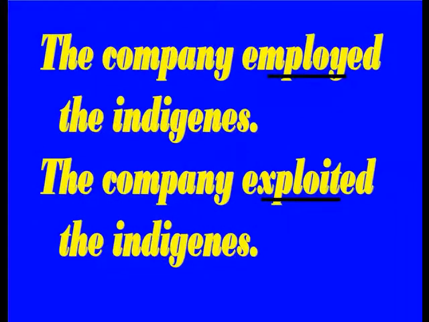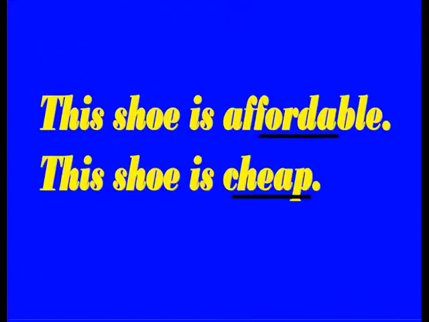Let's go to number 8. The company employed the indigents. The company exploited the indigents. In both sentences, we understand that the company gave the indigents, or citizens of their host community, employment. But the first sentence is telling us that these people were employed and they were taken care of, they were well paid. But the second sentence is telling us that these people they employed were just like slaves. They were suffering. Perhaps the remuneration is not commensurate with the work they are doing. That is a negative connotation.